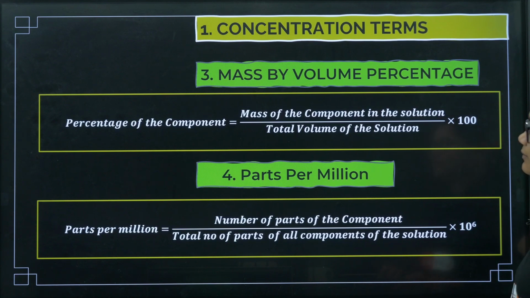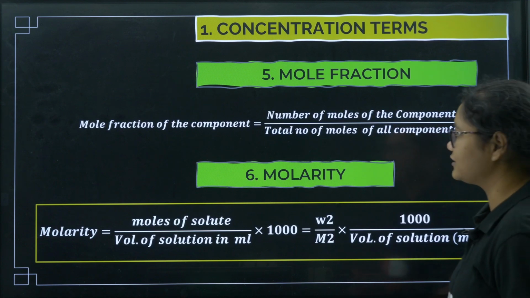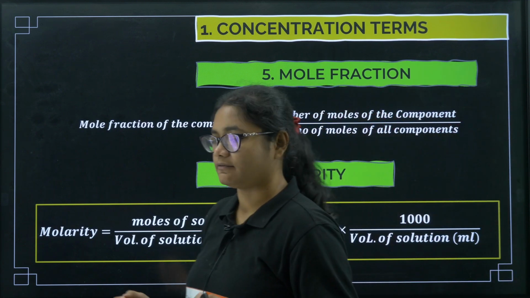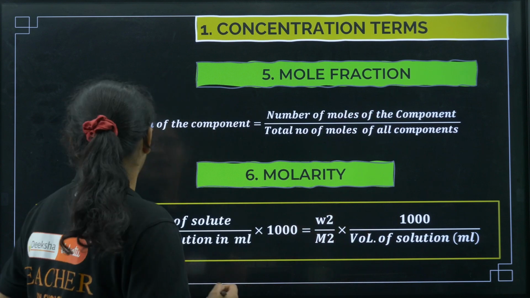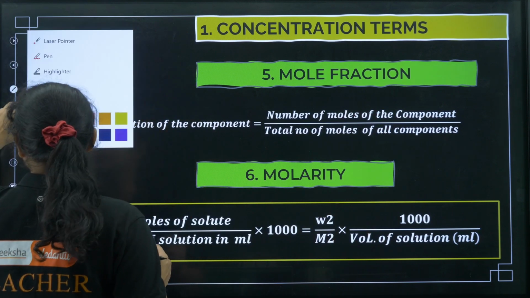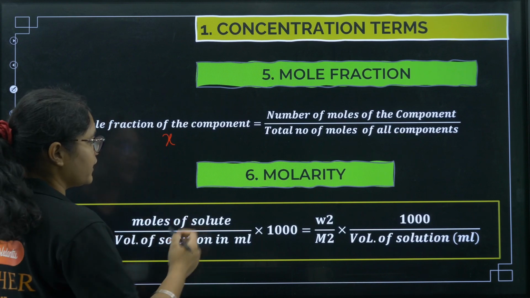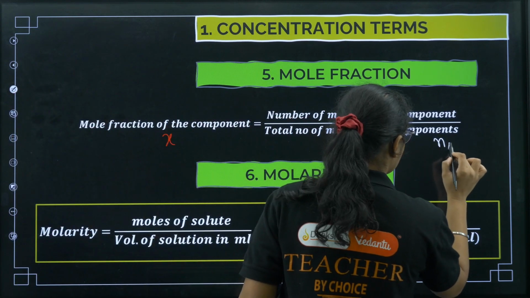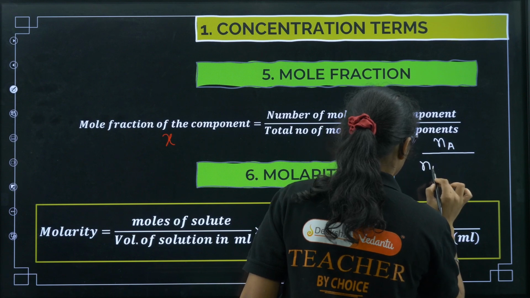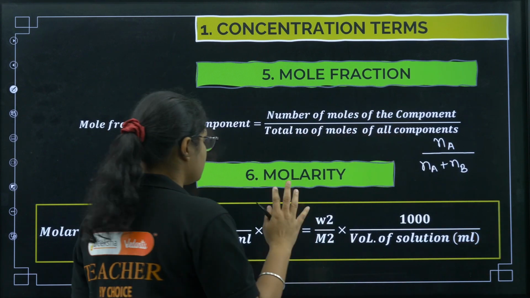Moving towards the next formula, that is mole fraction. Mole fraction is the number of moles of the component divided by the total number of moles of all the components. Here I want to add that mole fraction is denoted by the letter X, and the formula is Na divided by Na plus Nb.